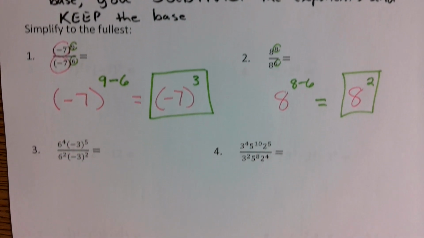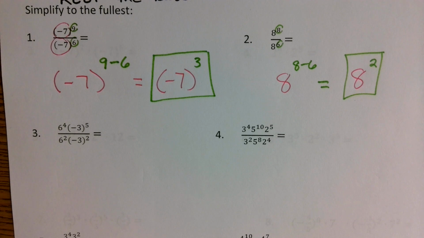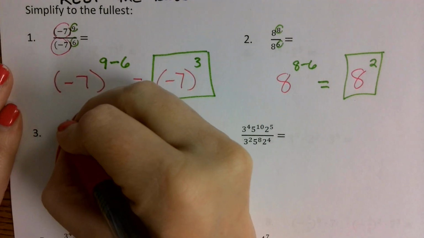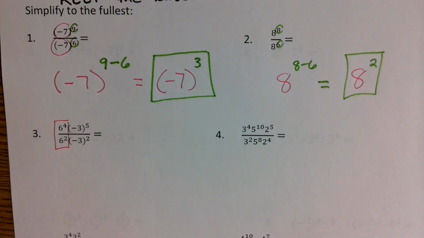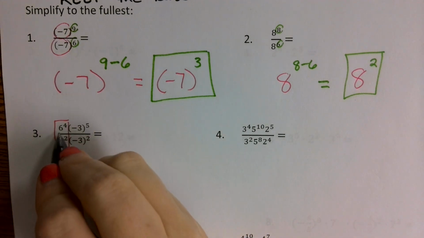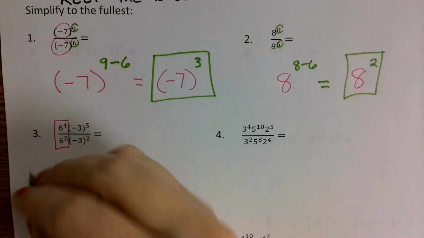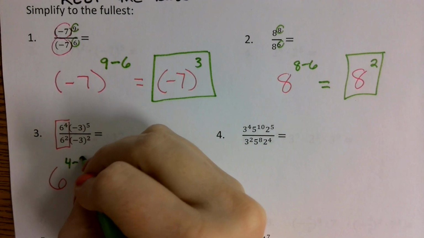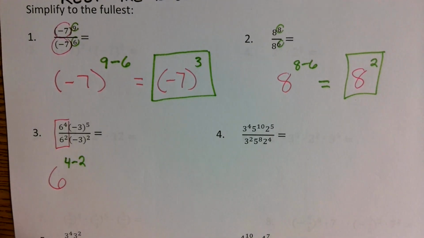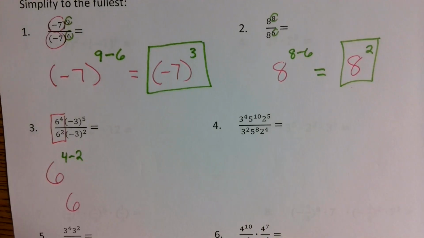Okay? For problem number 3, we have 2 different bases. So again, we're going to focus on each of the problems separately. So we're going to focus on 6 to the 4th over 6 to the 2nd. That means we're going to do 6 to the 4 minus 2 power, which will come out to 6 to the 2nd power.